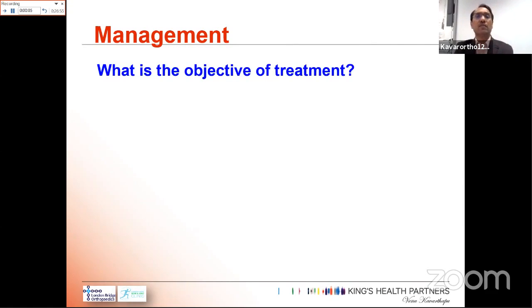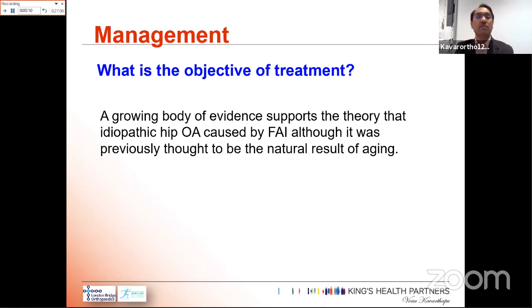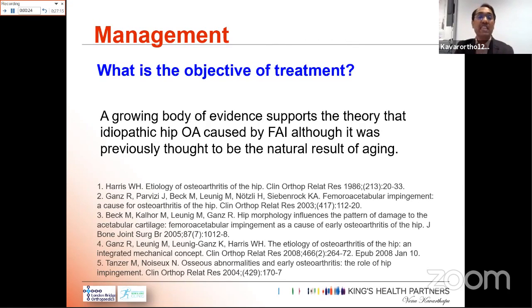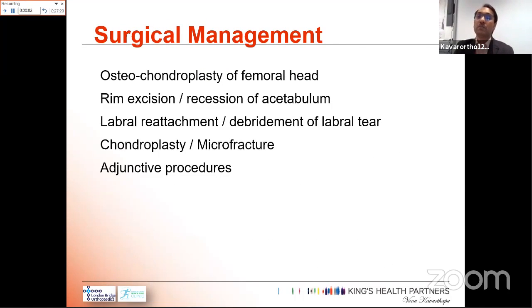So what is the objective of surgical treatment in this group of patients? We're talking about surgical treatment. The aim is to address this problem because there is a growing body of evidence that supports the theory that idiopathic hip osteoarthritis is actually caused by femoroacetabular impingement in most patients. So the aim is not just to address the hip symptoms of these patients, but also perhaps to protect or reduce the risk of the patient developing hip osteoarthritis.